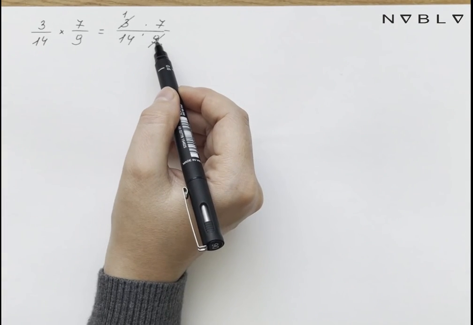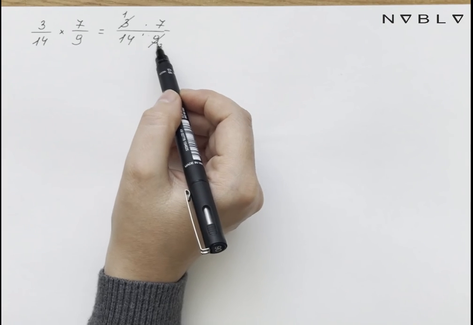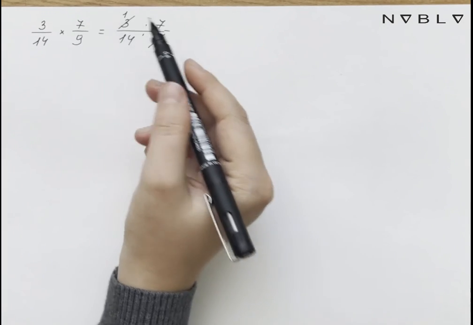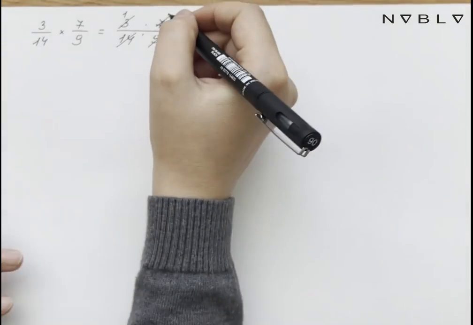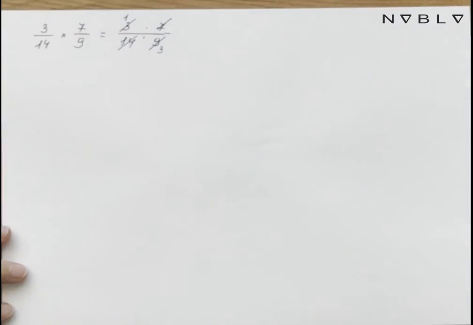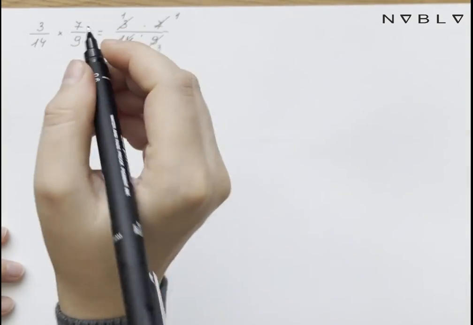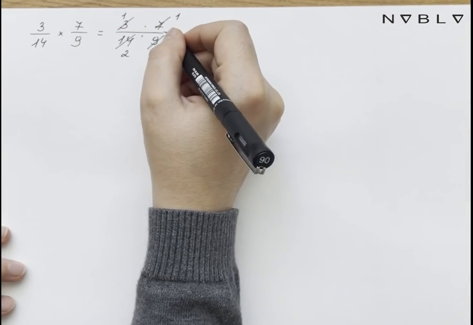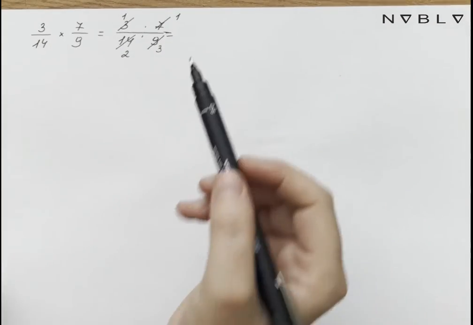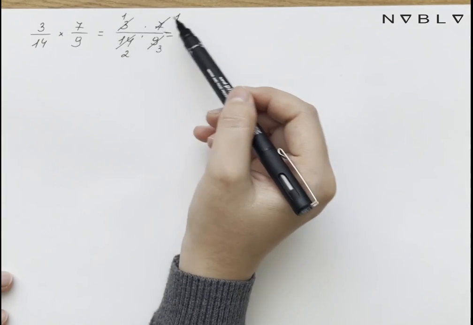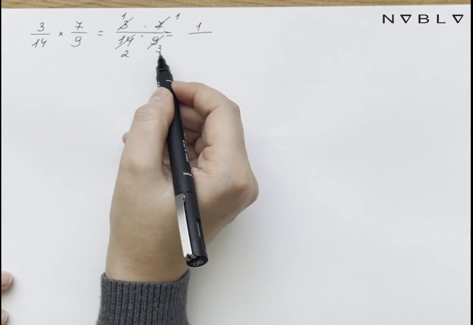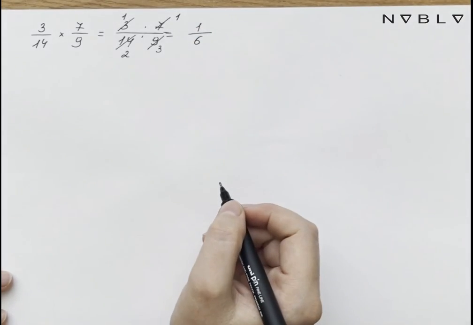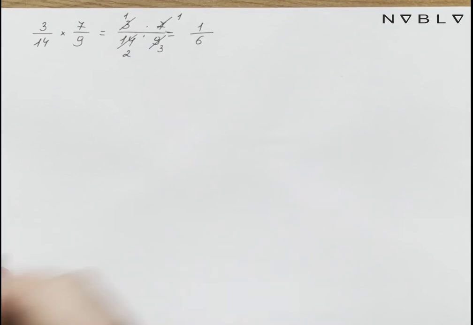9 divided by 3 is 3, and 3 divided by 3 is 1. 7 and 14 divided by 7, 1 and 2, and we need to multiply 1 and 1, it will be 1, and 2 times 3 will be 6. 1/6. It's our answer.